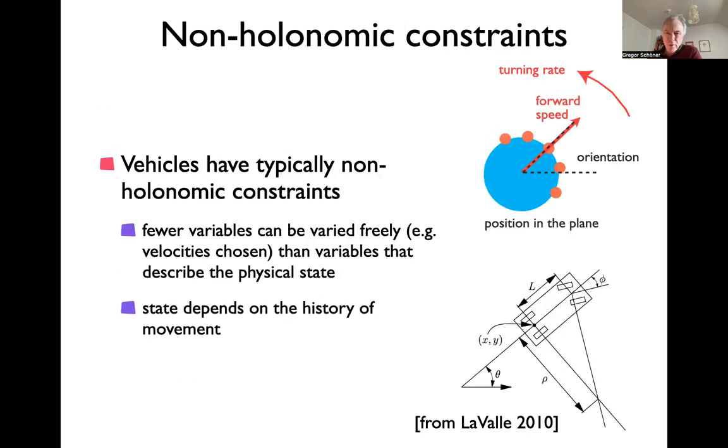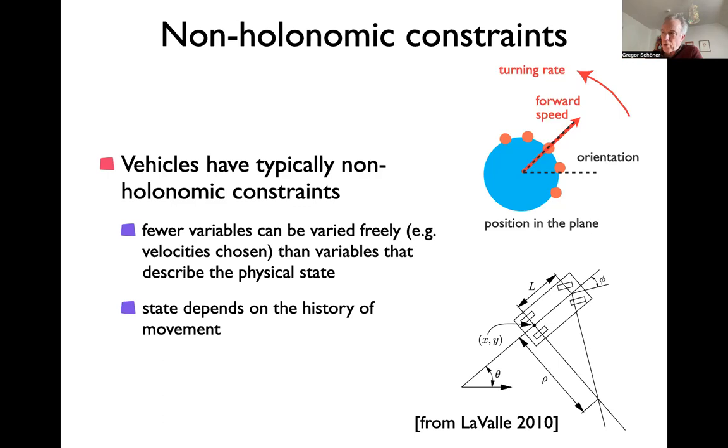So first, the important conceptual issue to know is that this planning problem has to do with constraints that are either holonomic or non-holonomic. Those of you who know a little bit about robotics, maybe classical robotics, might already have heard that term. What we're talking about all the time is actually vehicles that have non-holonomic constraints. And that means that there are fewer variables that you can freely choose, that you can give a value to at any moment in time.